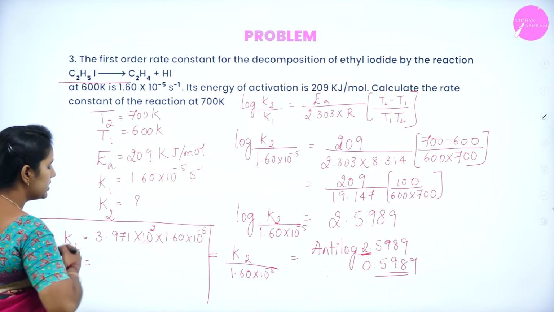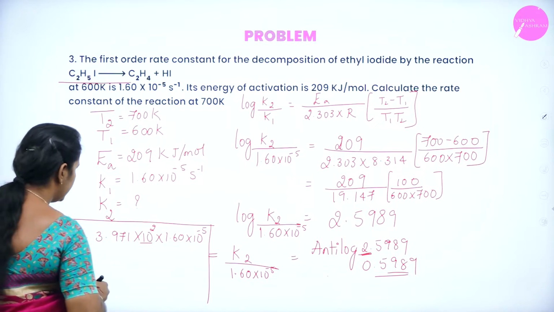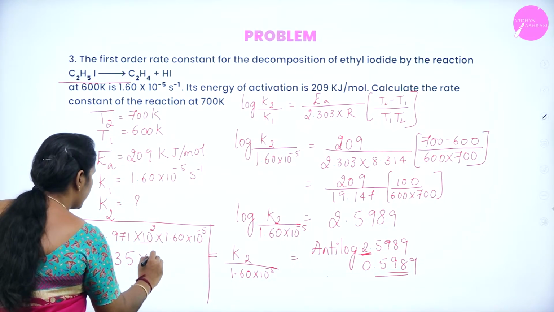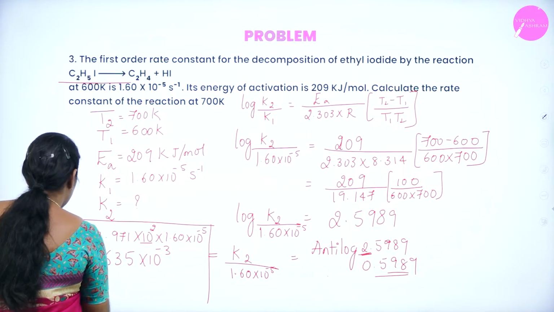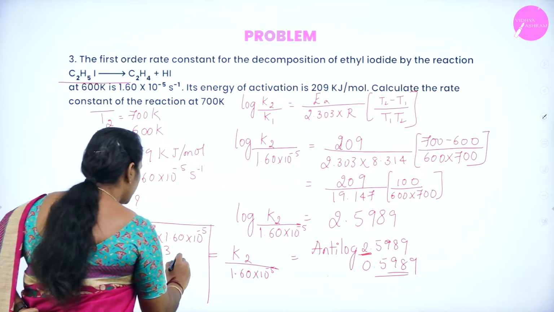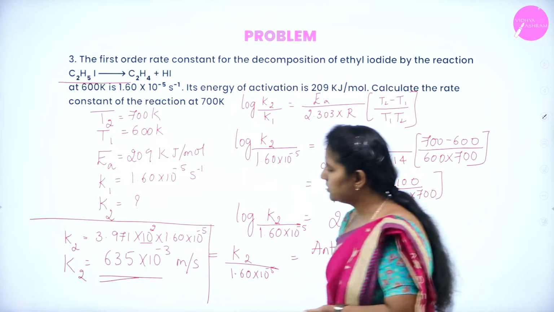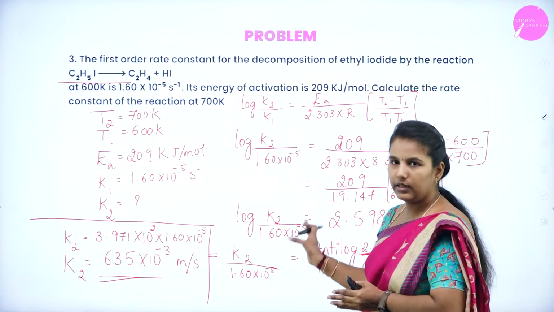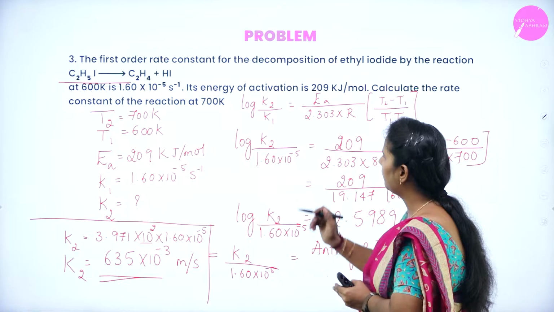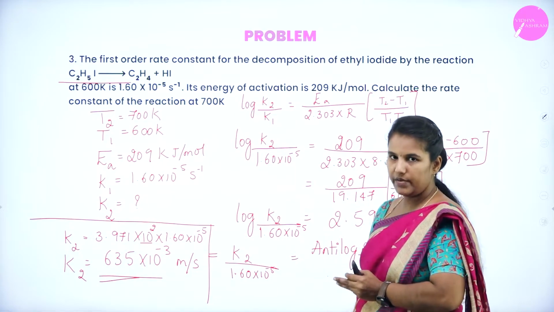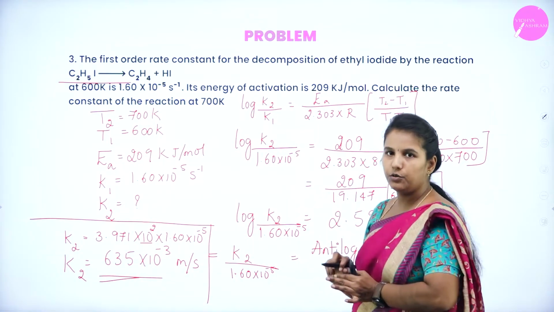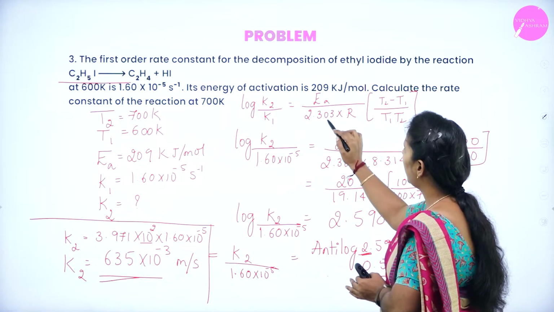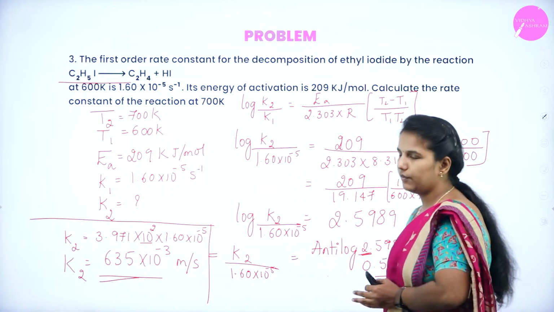So now you solve this numerical, you will get 635 into 10 to the power of minus 3 meter per second. These are the values of K2. So first thing is, in this entire numerical, they have given the K1 value, but they have not given the K2 value. That is why I have substituted like that. But they have given the EA along with R, and T2 and T1 they have given.